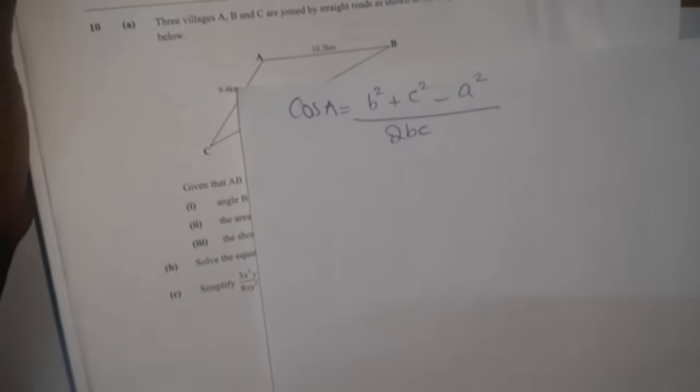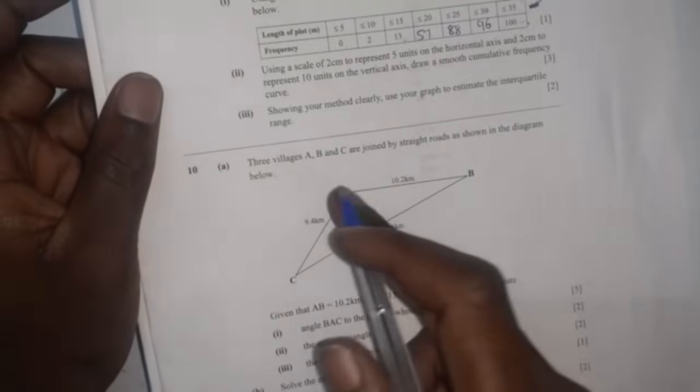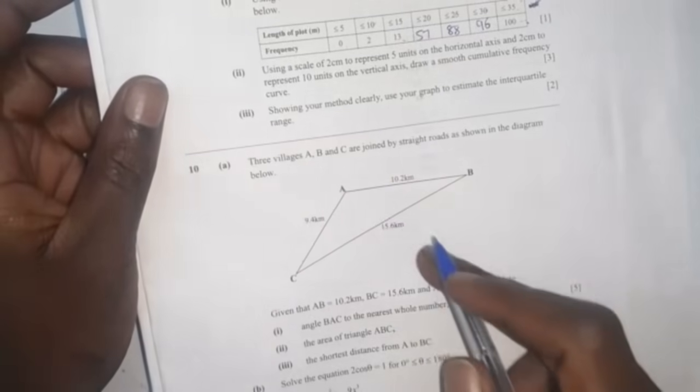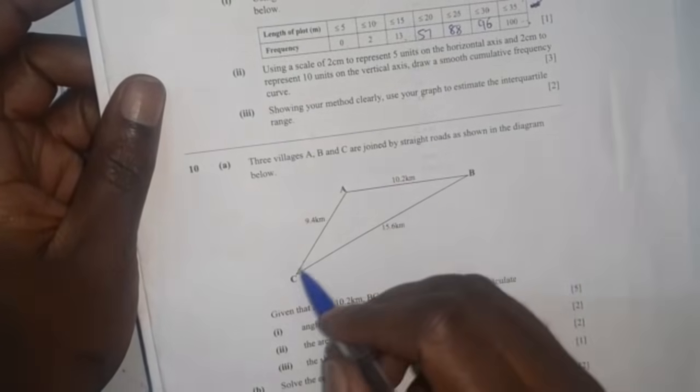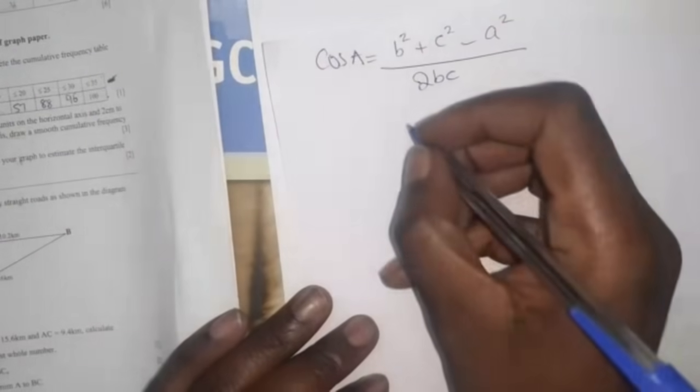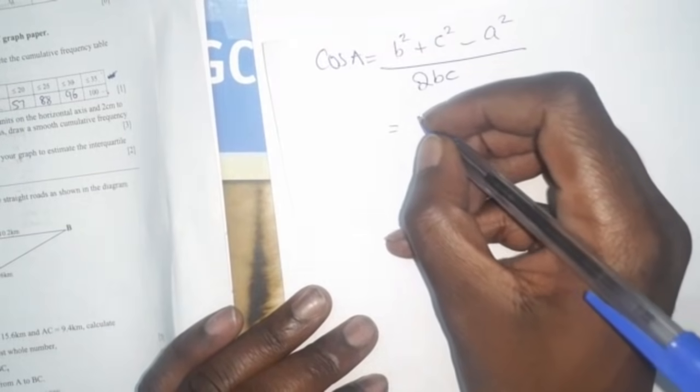You should take note that these small letters represent the opposite length to these angles here. This is small letter c, small letter a, small letter b. So that's what we are supposed to do here. So the small letter b is equal to what?